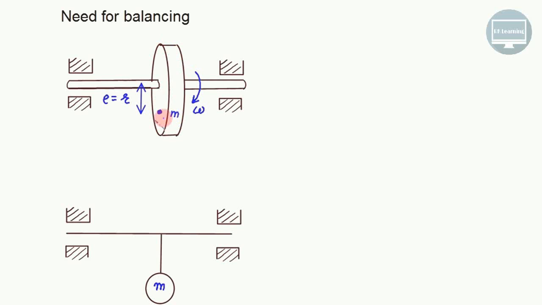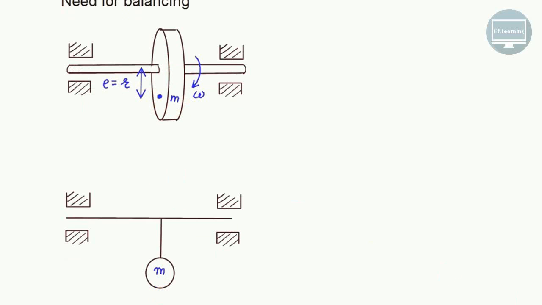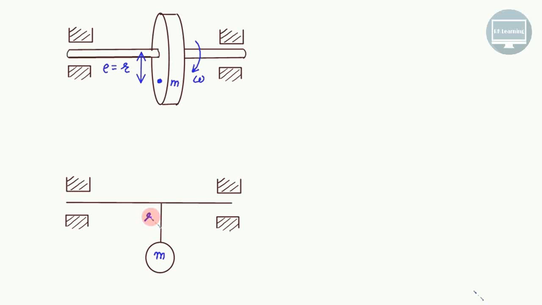So I am showing this extra mass which is creating a problem for me, and it is at a distance equal to r. As soon as we start rotating this with a speed equal to omega, it will experience a centrifugal force. Fc is equal to m omega square r. So this centrifugal force depends on radius r, at which we have an eccentric mass, and the speed of the shaft.